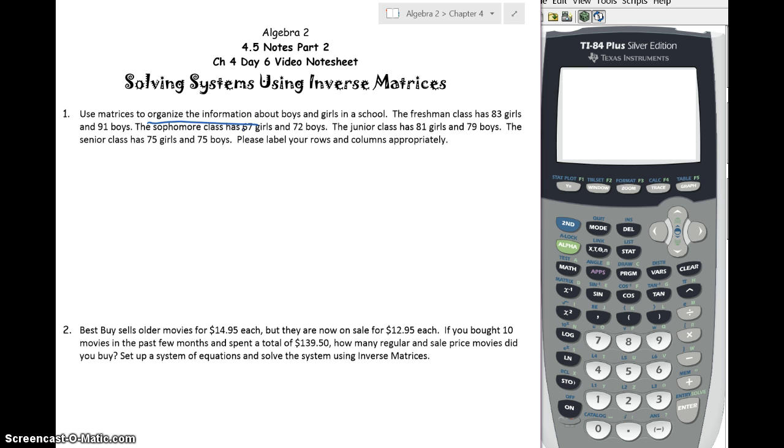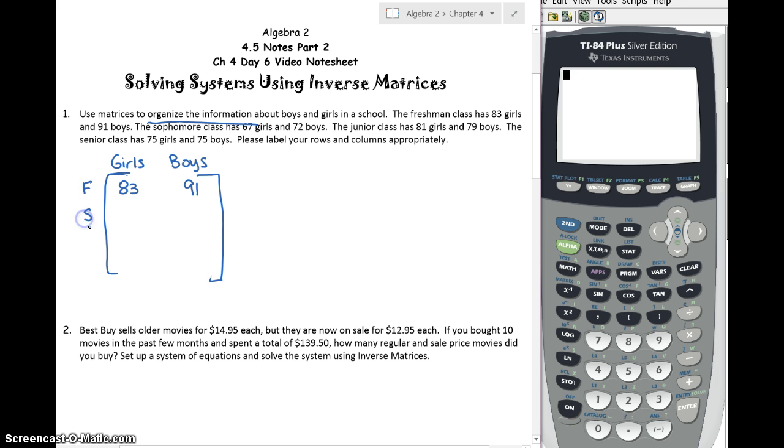Alright, there's actually 2 ways you can organize this information. I'm going to go ahead and draw my matrix. I'm going to put the girls first, ladies first, and then the boys second. Then I'm going to label each one. So we have the freshman class. For the freshman class, we have 83 girls, so I make sure freshmen and girls line up. And then for the freshman class, the boys are 91.